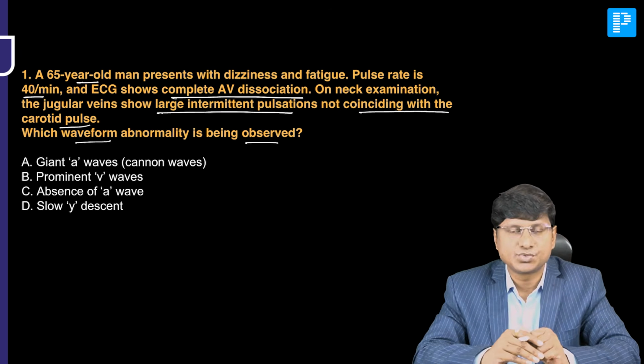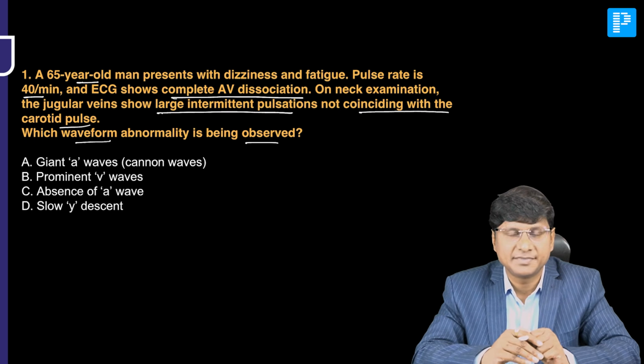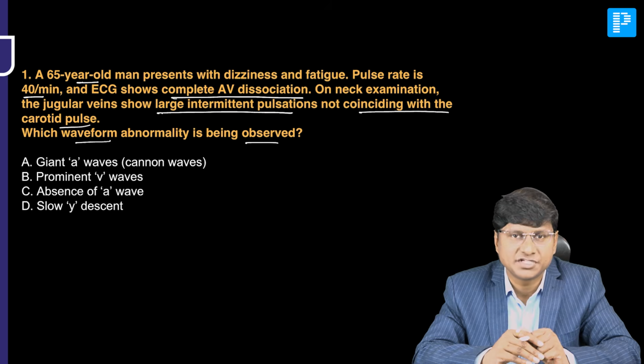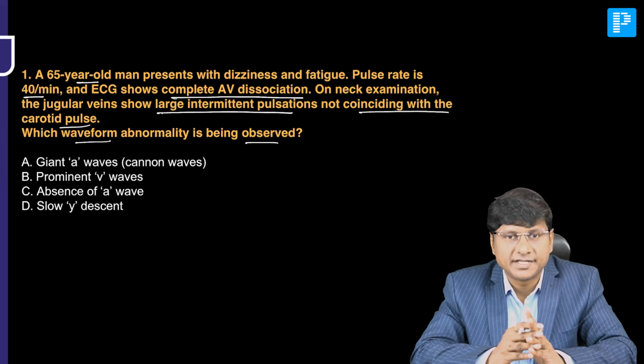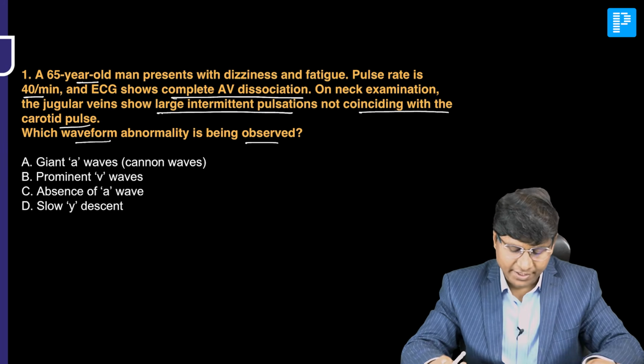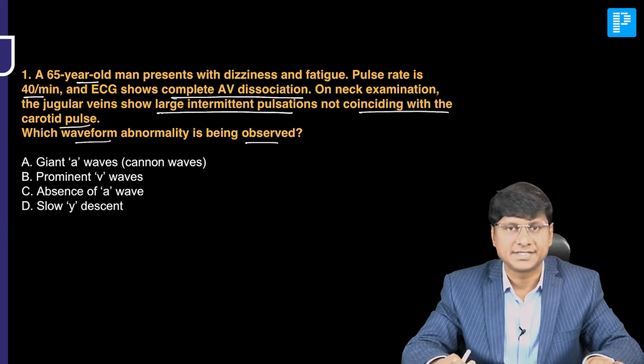So the ECG shows what? That is the complete heart block, and at the same time there are large pulsations within the neck which are not coinciding with the carotid pulsations. So which waveform abnormality is being observed? Giant A wave, that is Canon A wave, prominent V wave, absence of the A wave, the slow Y descent.